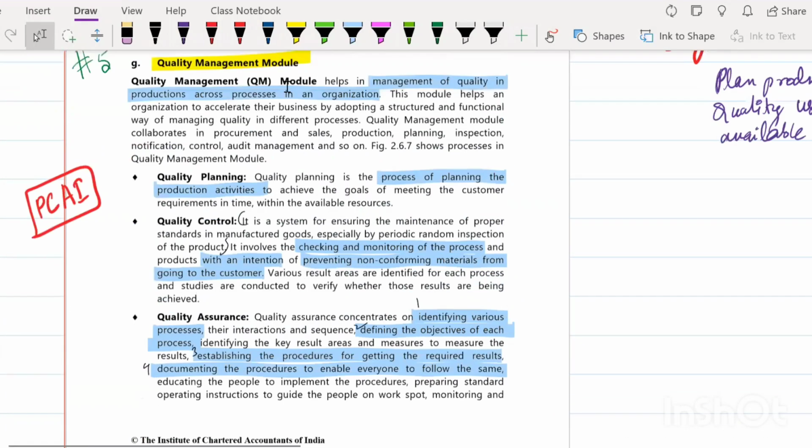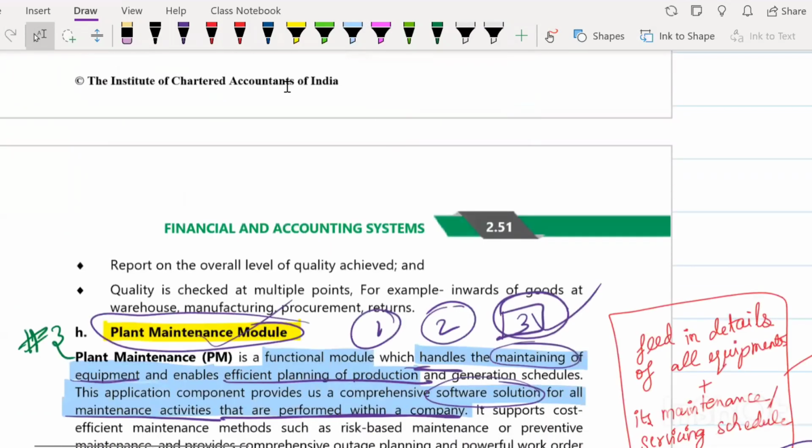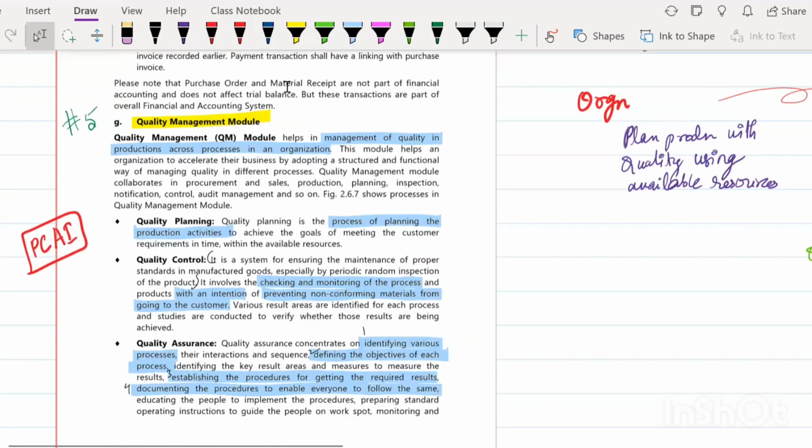Okay. The next one that you have here is your quality management module.